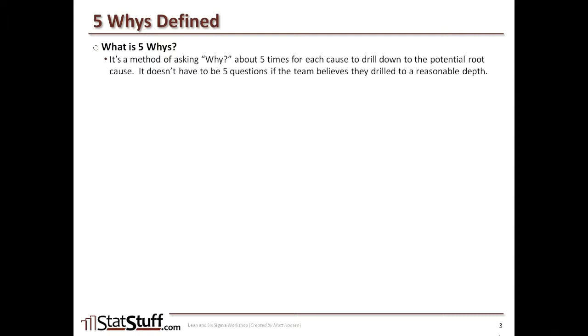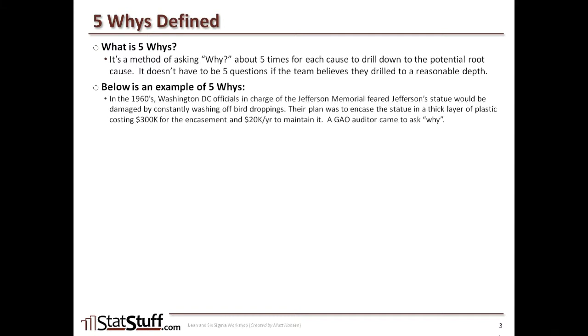The point is you continue to ask why for each thing until you've gotten to some level where you think you've gotten to the potential root cause. Now, there's a great illustration I like to use in order to help explain how this 5 whys example could work. I don't know if this is a true example. I've tried to research this myself, but even if it's not a true example, it's still a great example to show how something like this could work in the 5 whys tool.